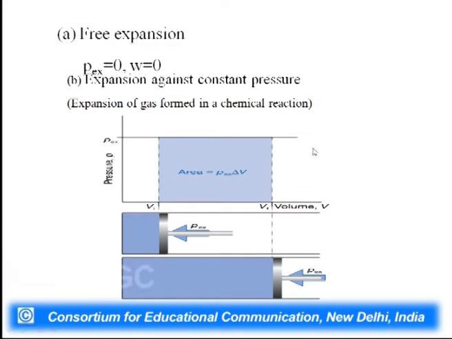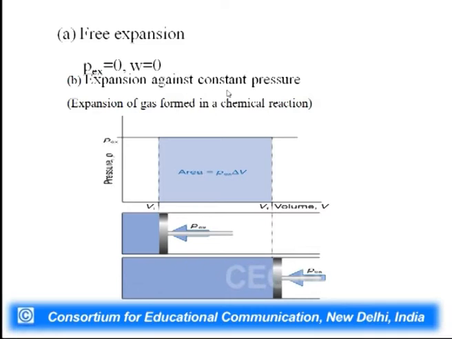Now, what is the work done in different processes? We can calculate that by considering different kinds of processes. For example, free expansion. In free expansion, your P external is equal to 0. It means your dW is 0, and so work is equal to 0.